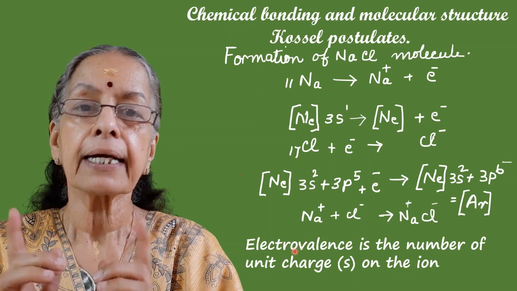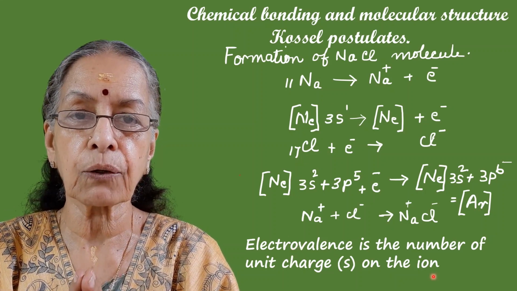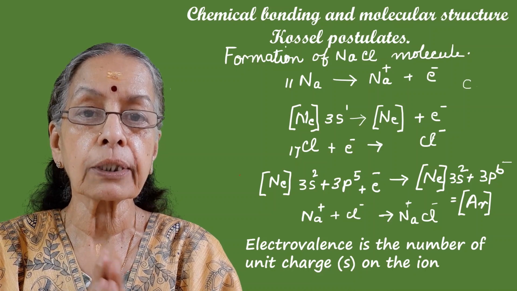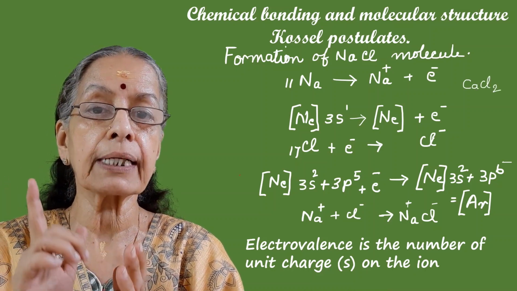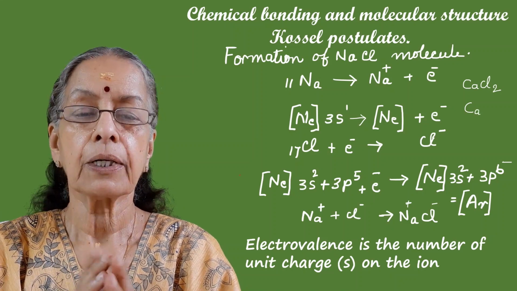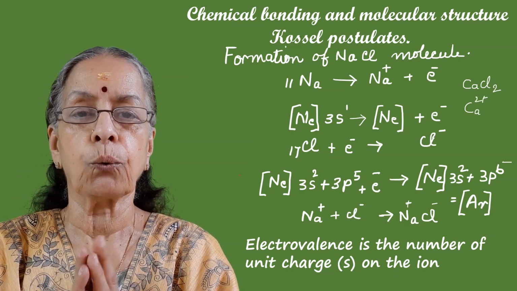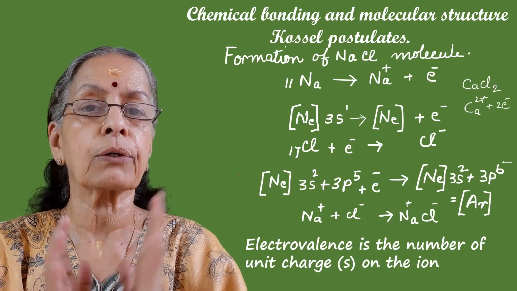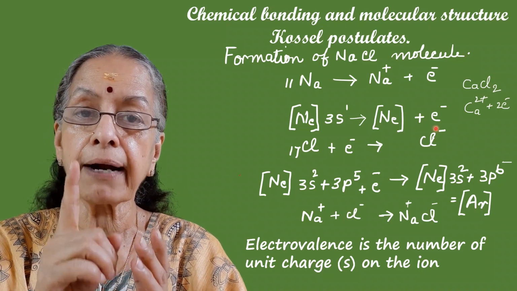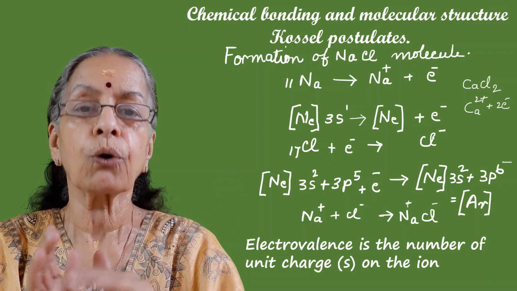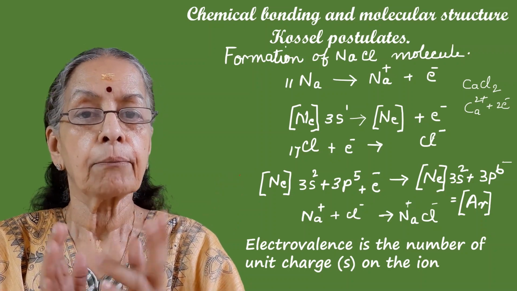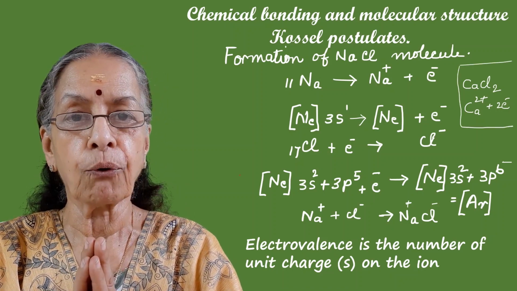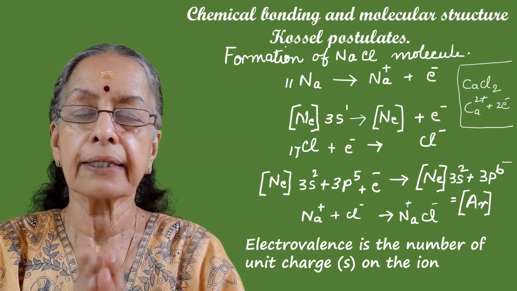Let us take another example, calcium chloride. How do we write calcium chloride? CaCl2. Calcium belongs to the second group. Therefore, it will lose 2 electrons. That means it will have 2 positive charges on it, so its electrovalence will be 2. Here, it has to combine with 2 chlorine atoms because each chlorine atom can accept only 1 electron. So 2 chlorine atoms will accept 1 electron each. Both the chlorine atoms will have 1 negative charge each. Therefore, the electrovalence of chlorine is 1.